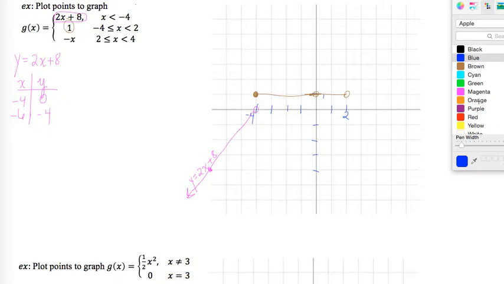And then the last part is y equals negative x if x is between 2 and 4. So let's go ahead and plug in 2 and 4. That's 2, negative x is negative 2, so there's 4, negative x is negative 4. Okay, I'm going to put a closed circle at 2 comma negative 2 because it's that equal to sign right there. And an open circle at 4 comma negative 4 right there.